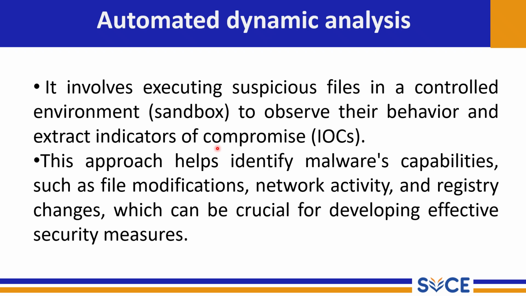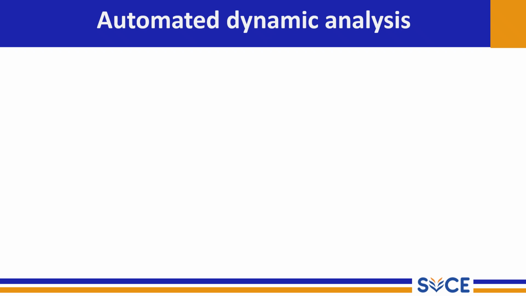And the next one is efficiency and scalability. Automated dynamic analysis tools like Cuckoo Sandbox or Joe Sandbox can analyze malware samples much faster and more efficiently than manual analysis. Examples of tools: the first is Cuckoo Sandbox, then Joe Sandbox, a commercial automated malware analysis platform, and the next one is VMRay. So these are the common things about automated dynamic analysis.